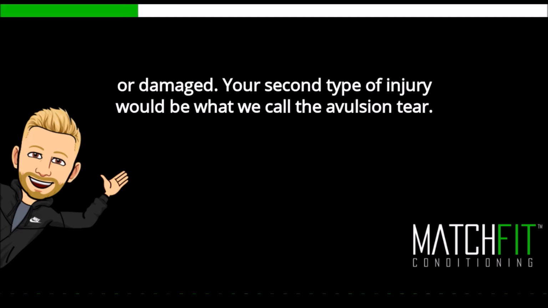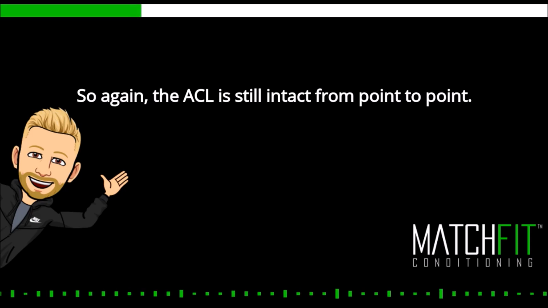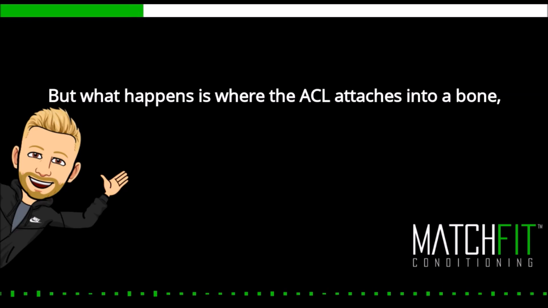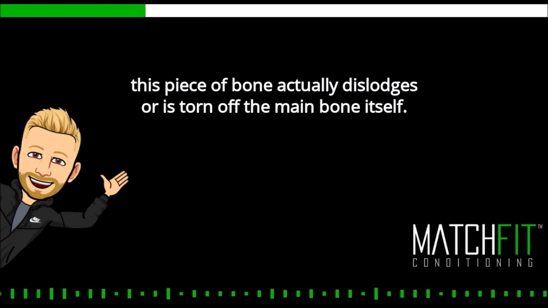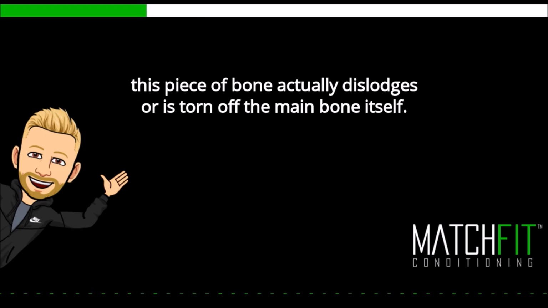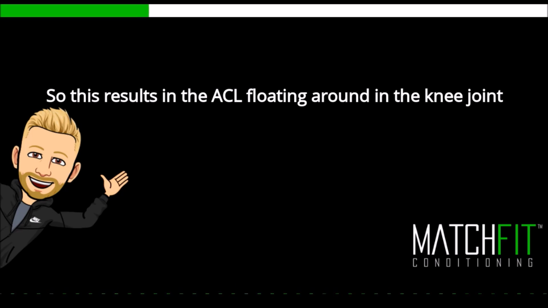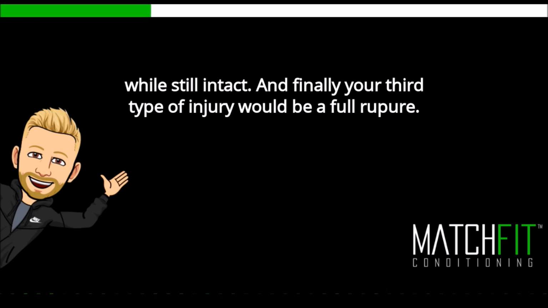Your second type of injury would be what we call the avulsion tear. So again, the ACL is still intact from point to point, but what happens is where the ACL attaches into a bone, this piece of bone actually dislodges or is torn off the main bone itself. So this results in the ACL floating around in the knee joint while still intact.